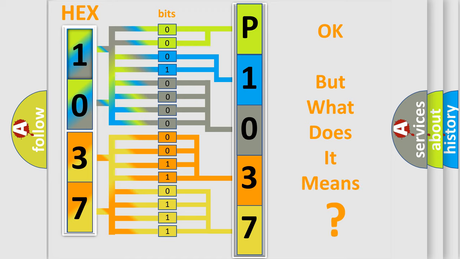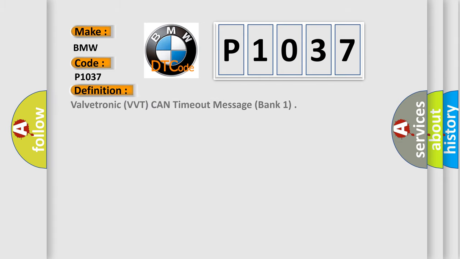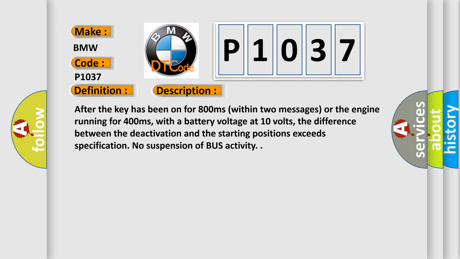The number itself does not make sense to us if we cannot assign information to what it actually expresses. So, what does the Diagnostic Trouble Code P1037 mean specifically for BMW? The basic definition is Valvetronic VVT CAN timeout message bank 1. And now this is a short description of this DTC code.